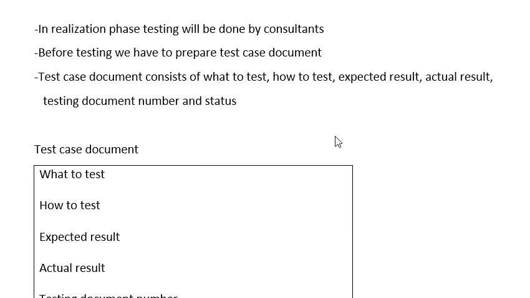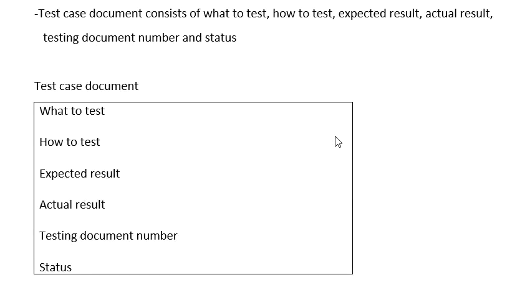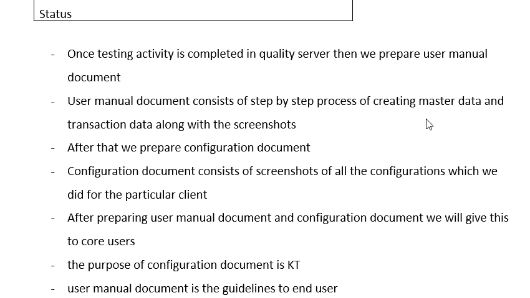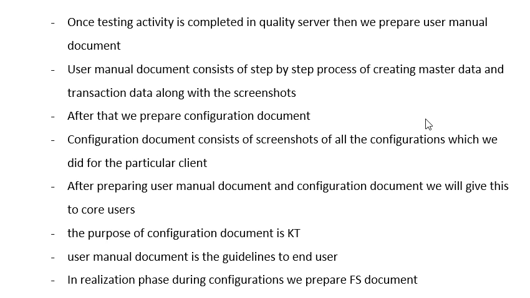Before testing, we have to prepare a test case document. The test case document consists of what to test, how to test, expected result, actual result, testing document number, and status. Once testing activity is completed in quality server, we prepare the user manual document. The user manual document consists of the step-by-step process of creating master data and transaction data along with screenshots.